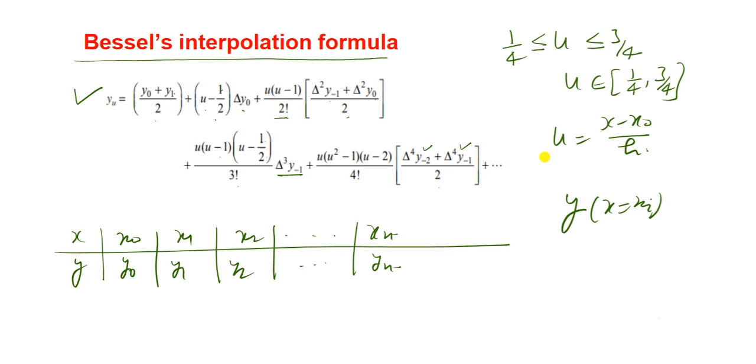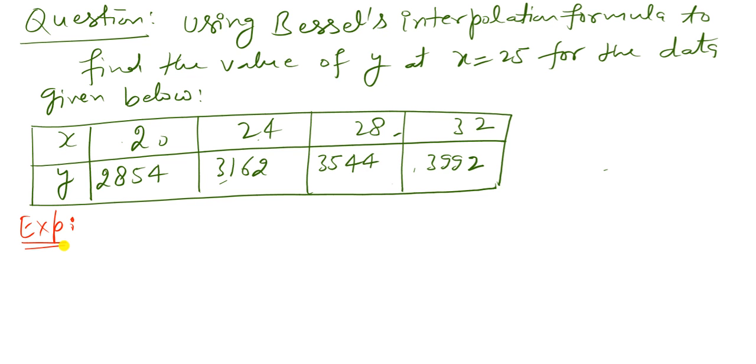Now the problem is: using Bessel's interpolation formula, find the value of y at x is equal to 25 for the data given below. The x arguments are 20, 24, 28, 32, and the y values corresponding to the x arguments are 2854, 3162, 3544, 3992. So when we compute the value of y at x is equal to 25, x is equal to 25 lying between 24 and 28.